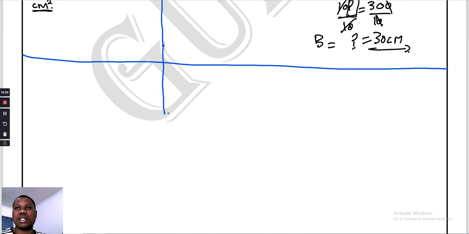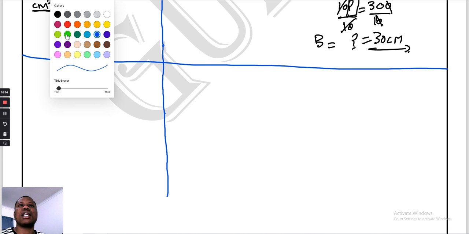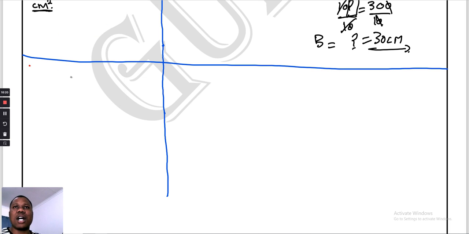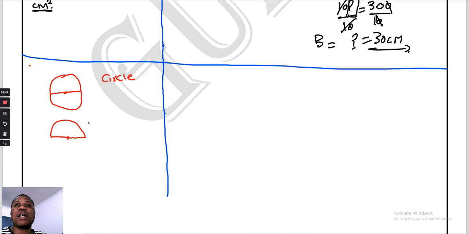Right, let me do this again. Let me change the color. Let me opt for this one. Okay, right. So now let's hope that today I'm going to draw a nice circle. Then I'm going to draw half of a circle here. Okay, so this is a semicircle.